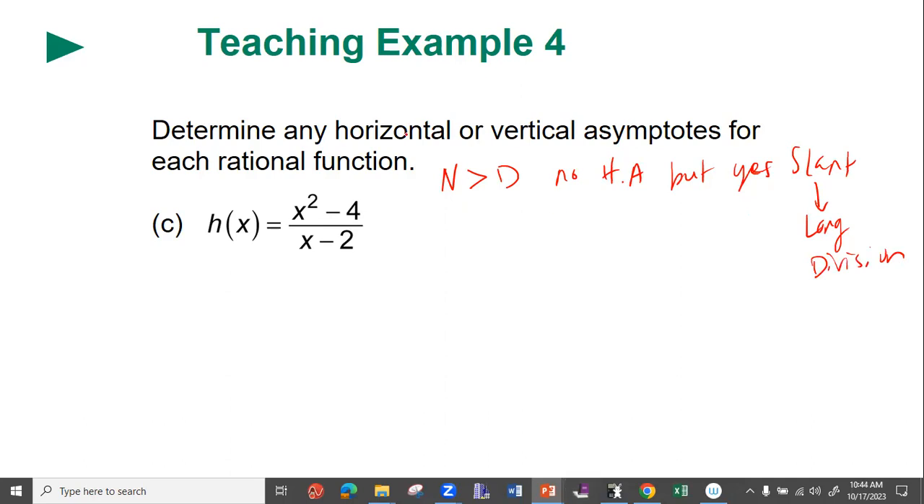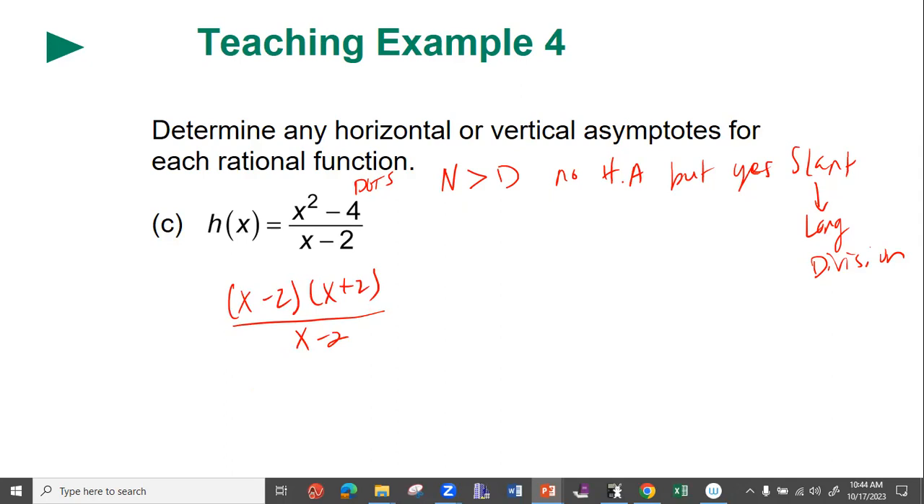Okay, but it only asks us to determine horizontal. And is there a horizontal? No. Next, find your vertical asymptotes. Okay, this is where it gets tricky. So x squared minus 4. Could I factor that? I can. And this is called difference of two squares. Does that ring any bells? So it factors out to be x minus 2 times x plus 2 all over x minus 2.